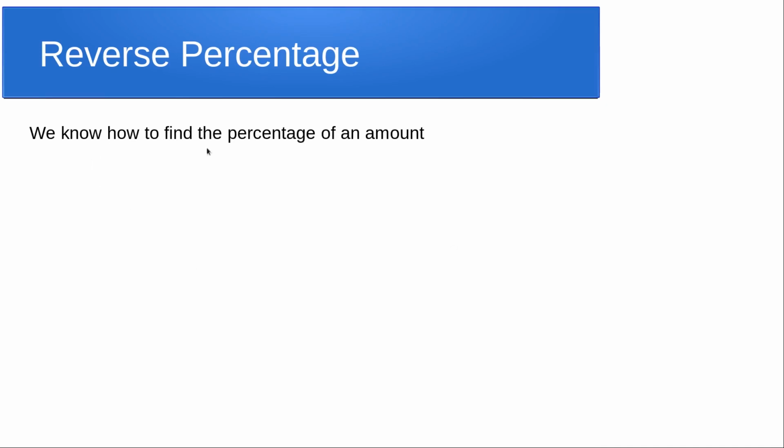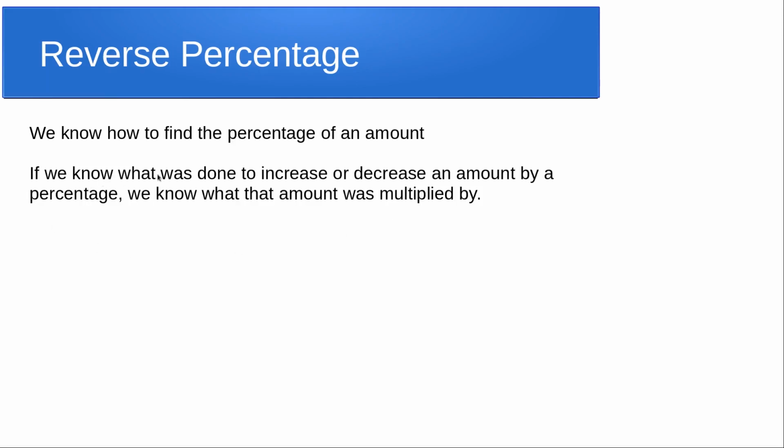So we know how to find the percentage amount. That's really where we started. If we know what was done to increase or decrease the amount by the percentage, then we know the amount that it was multiplied by. So for instance, if I'd increased something by 80%, we knew we found 180% of it, so we know we multiplied by 1.8.